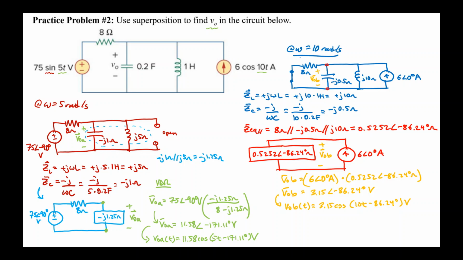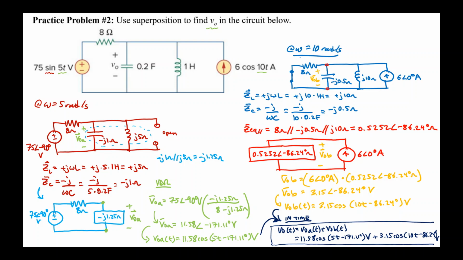The final step here is to combine my two time domain expressions. I must combine them in the time domain. I'll obtain that V0 of t is equal to V0A of t plus V0B of t. The simplest way that can be represented is simply 11.58 cosine 5t minus 171.11 degrees volts plus the 3.15 cosine 10t minus 86.24 degrees volts. And that's it. There's no further simplification required. You'll basically have a term for each frequency in the circuit.